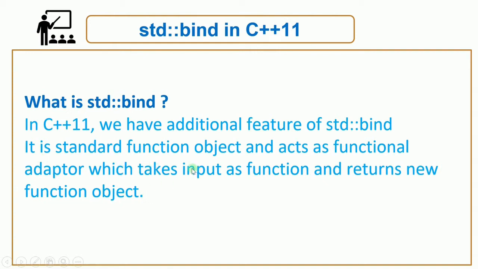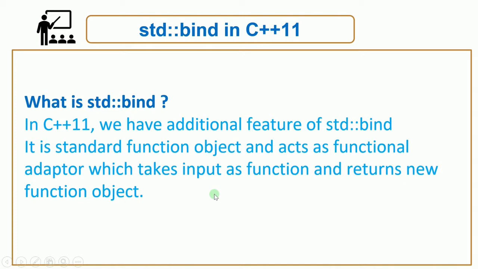So what does it mean? You can see here we are calling it a functional adapter, or a standard function object. What input arguments does it take? It takes one function as the input argument and it will return the new function object. All these things we will understand in the upcoming slides, wherein I have shown the example, and we will also understand its necessity.